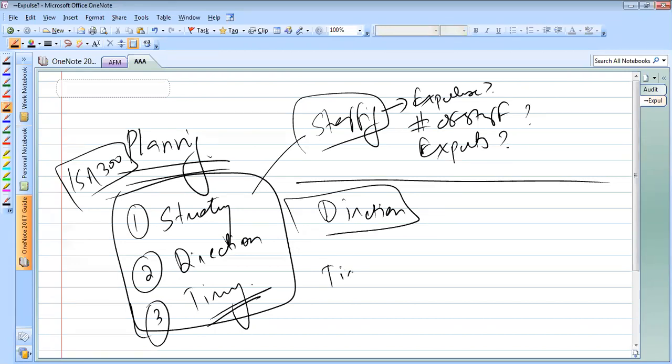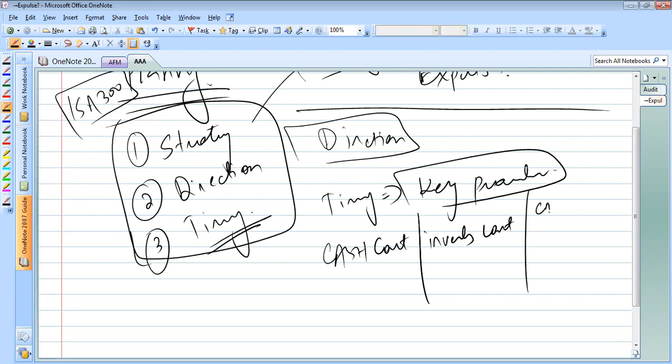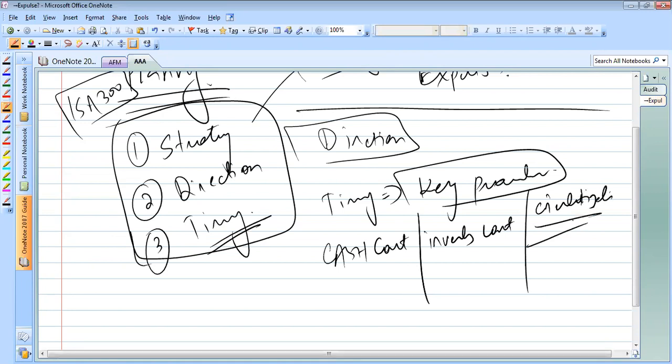The third thing is the timing of the key procedures. Because when we go for the audit, there are various key procedures which the auditor has to perform on his own. And what are those key procedures? For example, cash count, inventory count, receivable circularizations. These are the various things which you as an auditor have to plan out in advance: when exactly are you going to be conducting these things.